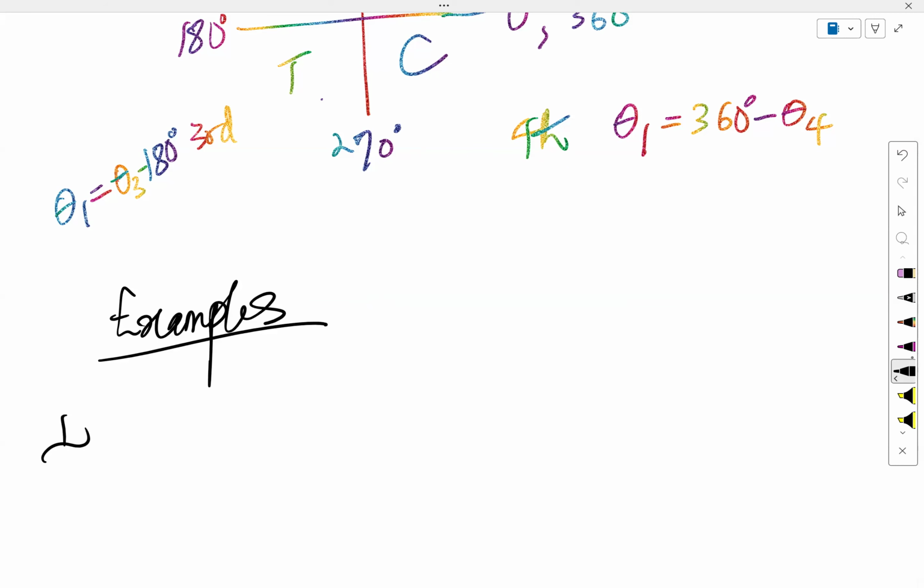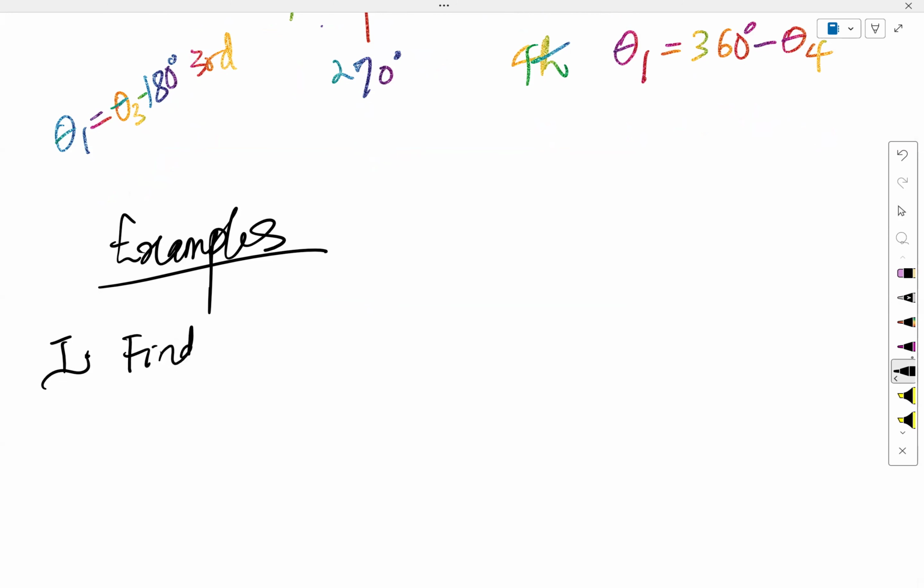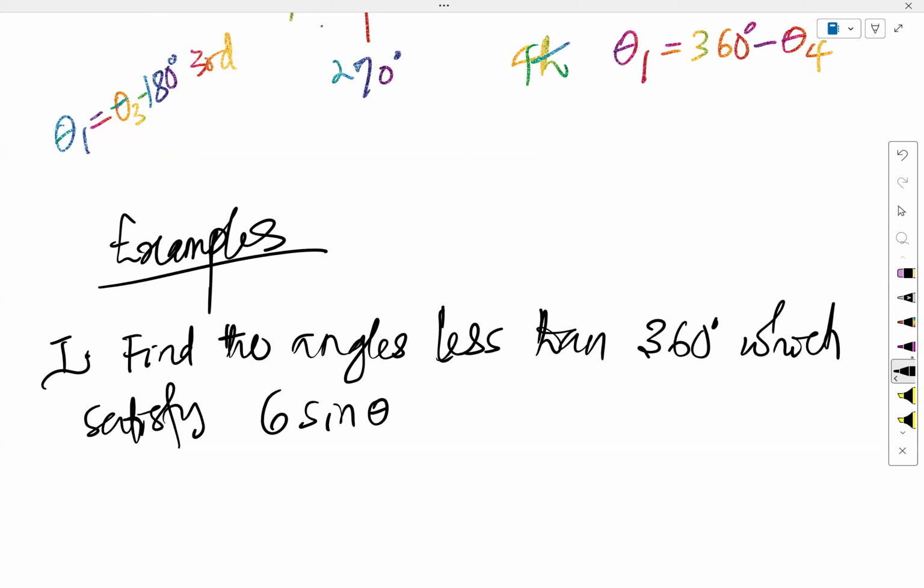Examples 1. Example 1, what are we required to do? It says find the angles less than 360 degrees which satisfy 6 sine theta equals tan theta. So we need to find all the angles less than 360 degrees which satisfy that.